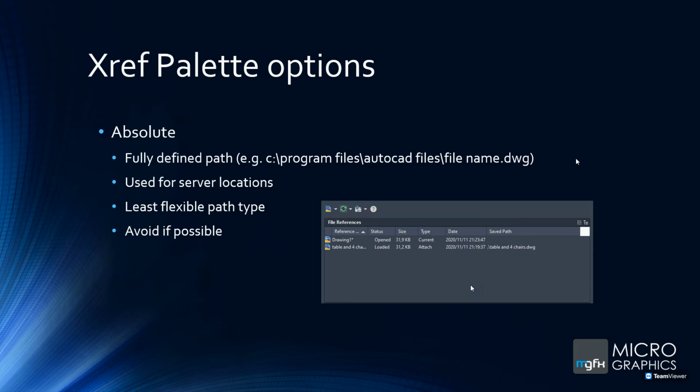What happens is, if it's absolute and someone else tries to open up your file, they won't be able to find it because they've got different mappings. So you just have to be careful of that. As I said, this is used mostly for server locations, but it is the least flexible path type. Avoid it if possible. I would say rather use your relative path.